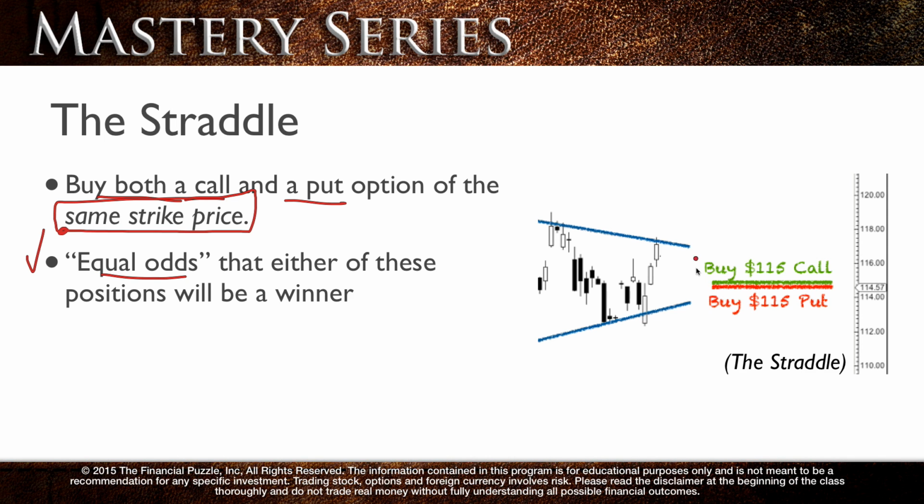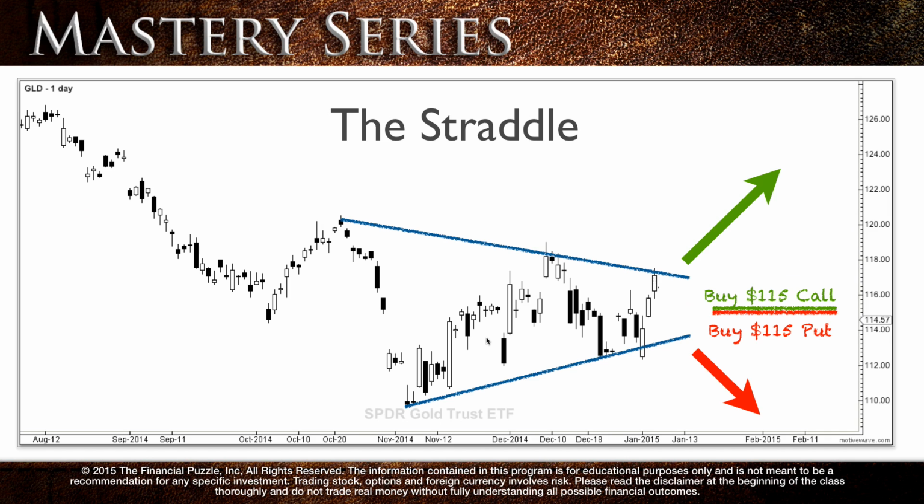So it's a pretty straight up trade here. Let's take a look here. Let's zoom in on it, and take a look over here at this straddle. Notice that I've set this up with the 115 strike price. So we're going to buy both a 115 call option and a 115 put option.